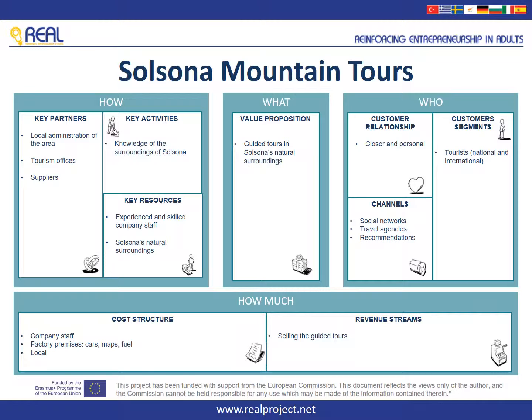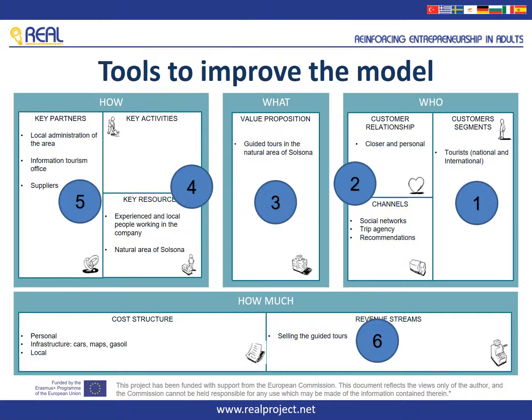How much? In the lower level of the model, we are talking about money. We're working because we want to earn money. The cost structure is company staff, factory premises, and local renting, and, on the other hand, the revenue streams are the money we earn selling the guided tours.